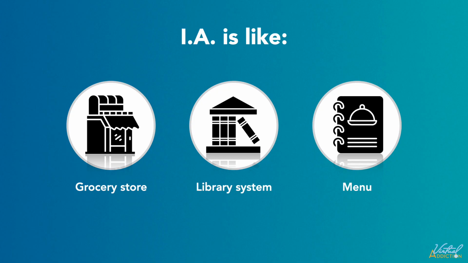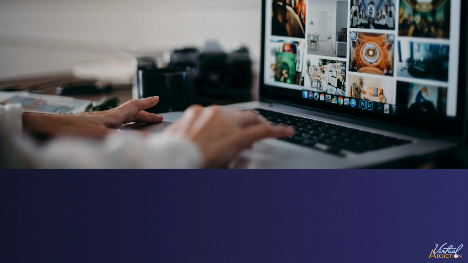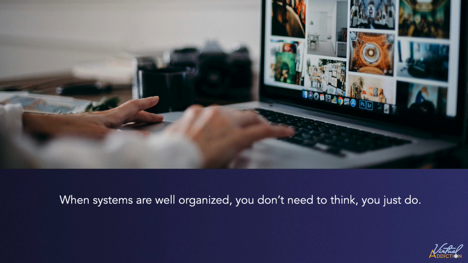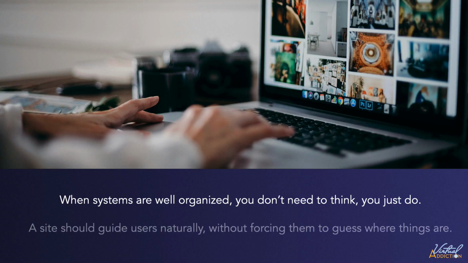Another example is a restaurant menu. Menus are usually separated into appetizers, mains, and desserts. Separating the content in a logical hierarchy makes it easy for users to find exactly what they need. When systems are organized well, you don't have to think, you just move and accomplish whatever it is that you need to. Websites work the same way. A site should guide users naturally without forcing them to guess where things are.